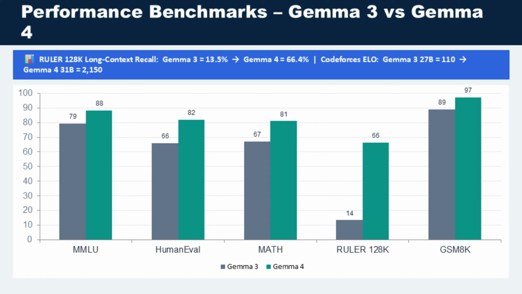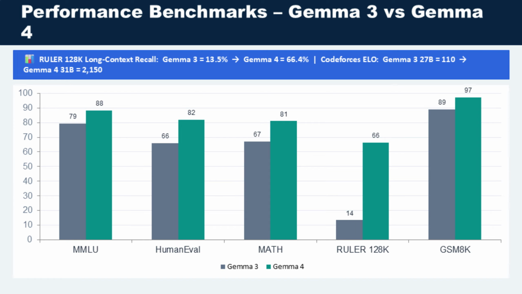So it's a very big improvement. But how is it possible? The big improvement is in the long context. Gemma 3 claimed that it can handle 128,000 tokens, but in reality, this wasn't right. It handled 13.5% of the context in most tests, and Gemma 4 can handle 66.4%.